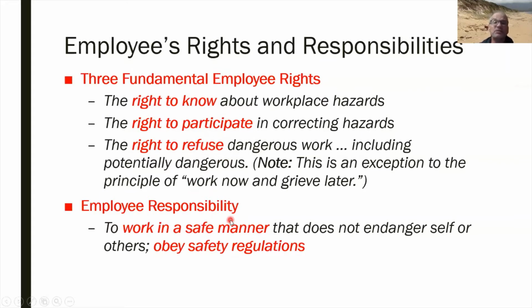The employee also has a responsibility, and that's basically to work in a safe manner, to not endanger yourself or others. So obey safety regulations, right? So it's up to you to act safely. Okay? That makes sense.